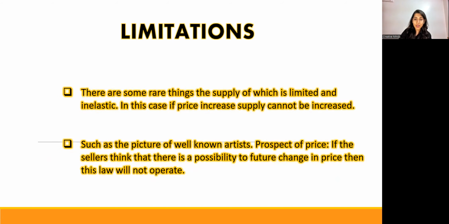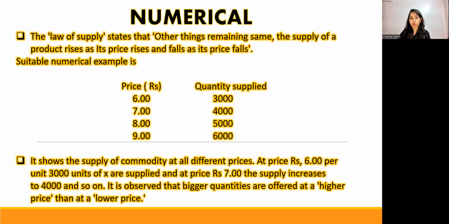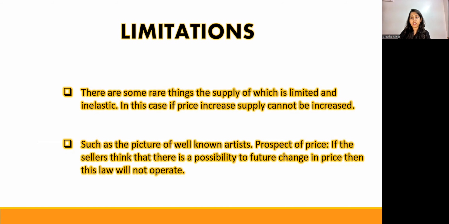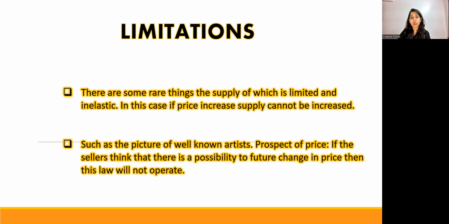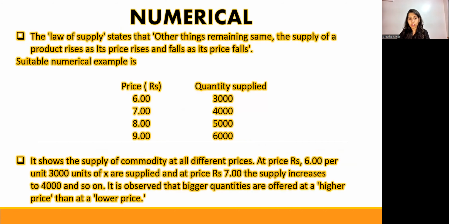As there are some advantages, we can also check some limitations. There are some rare things whose supply is limited and inelastic. In case of a price increase, the supply cannot be increased, such as a picture by a well-known artist, irrespective of the price. If sellers think there is a possibility of future changes in the price, then the law will not operate.